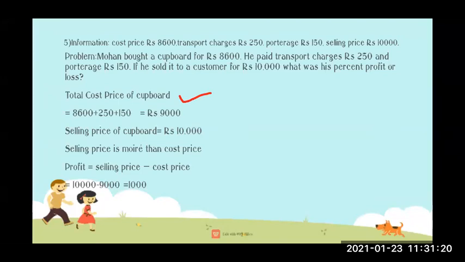Now here 8,600 was the cost of that cupboard. Then 250 is our transport charge and 150 is our portage charge. So total cost price is how much? Total cost price is rupees 9,000. Now he sold that to a customer for rupees 10,000. So our selling price of the cupboard is rupees 10,000.